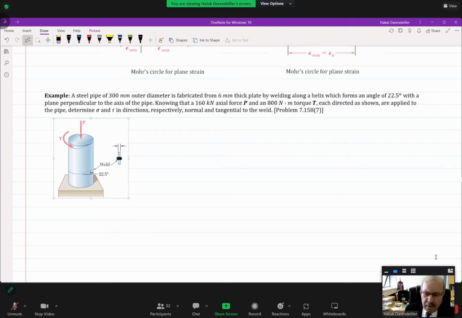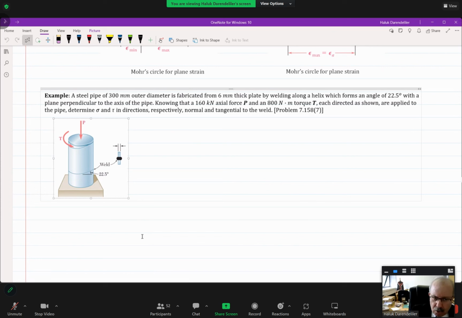Look, a steel pipe of 300 millimeter outer diameter is fabricated from 6 mm thick plate by welding along a helix.